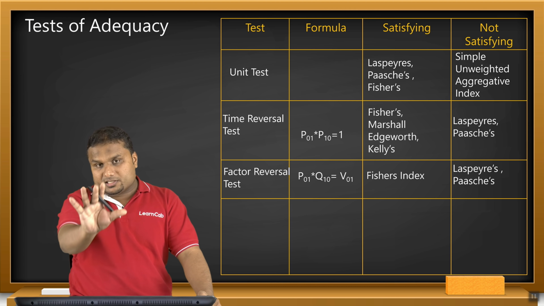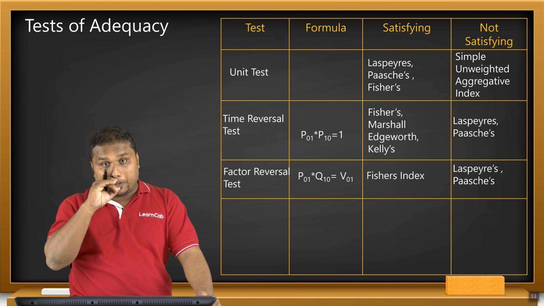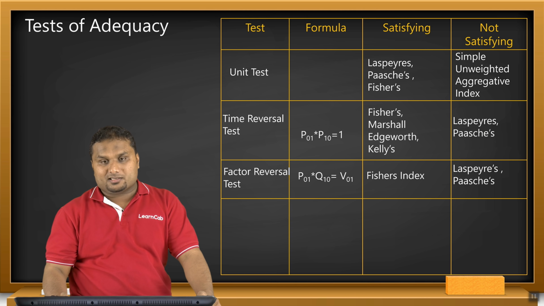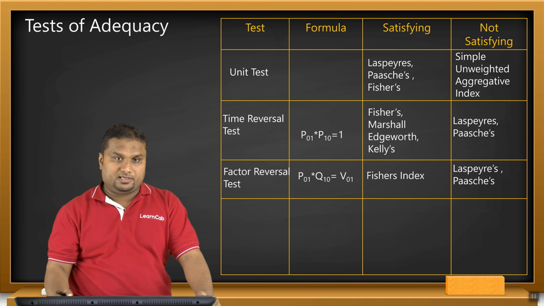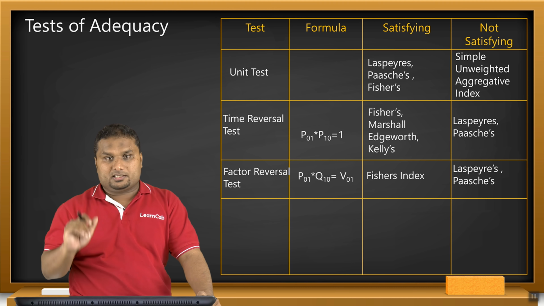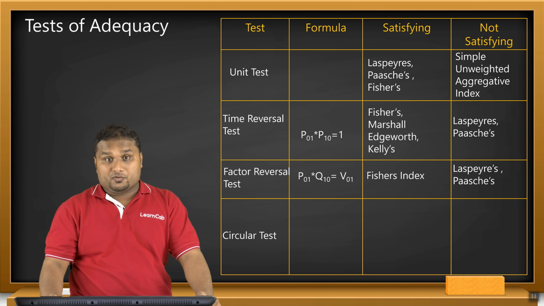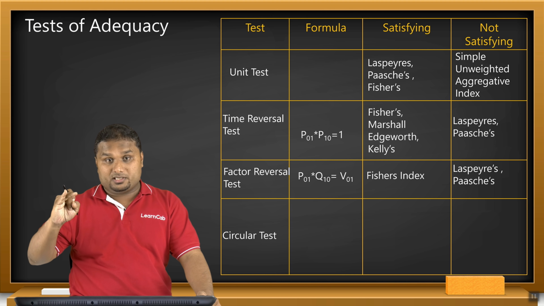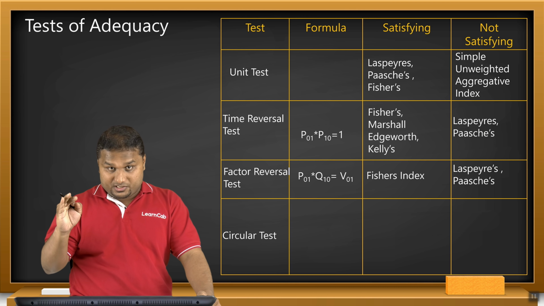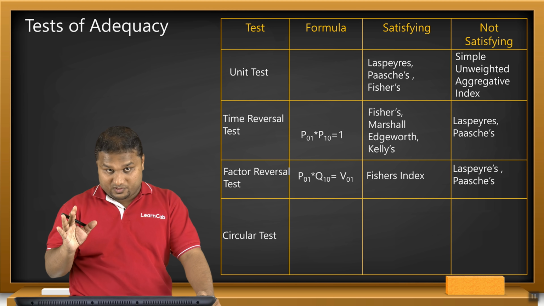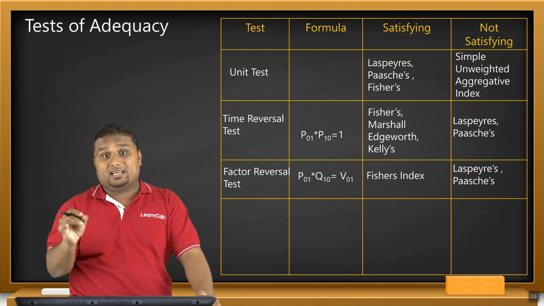Now, of the first three tests, Fisher is satisfying all three, but Laspeyres' and Paasche's satisfy only the first one. The second test is the time reversal test. The third test, the factor reversal test, is not satisfied by Laspeyres' and Paasche's. Fisher is satisfying the first three: the unit test, the time reversal test, and the factor reversal test. The measure of index number which satisfies both the time reversal test and the factor reversal test is Fisher's index number. So Fisher's index number is called ideal.